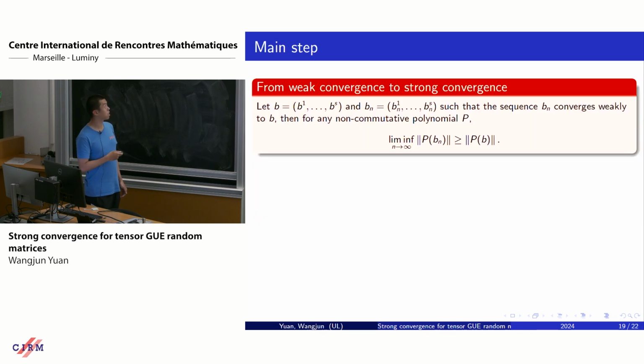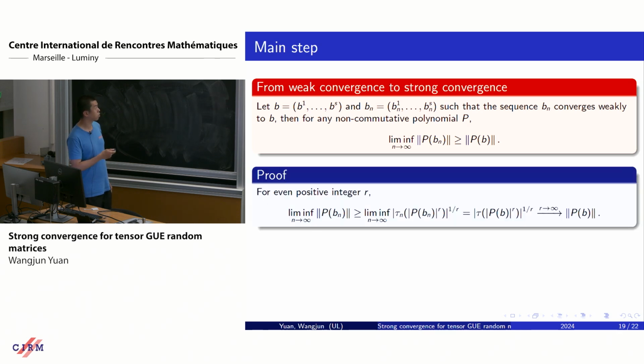The next one is the step from weak convergence to strong convergence. So once we establish the weak convergence, what follows immediately is that the limit inf of the operator norm of P of B_n is larger than or equal to the operator norm of P of B, where B_n is a sequence which converges weakly to B. And the proof is rather simple, and it is based on the relationship between the trace and the norm. So here is a simple proof.